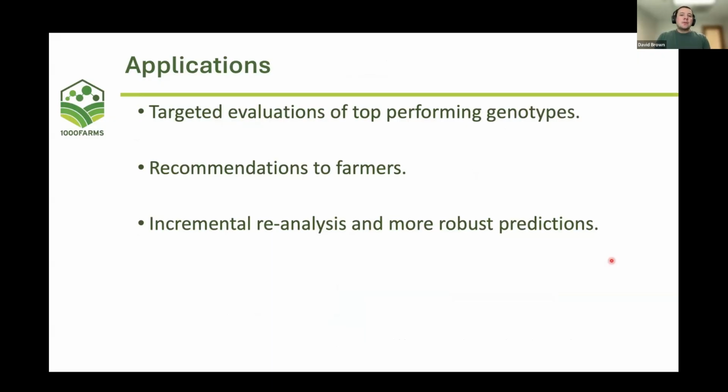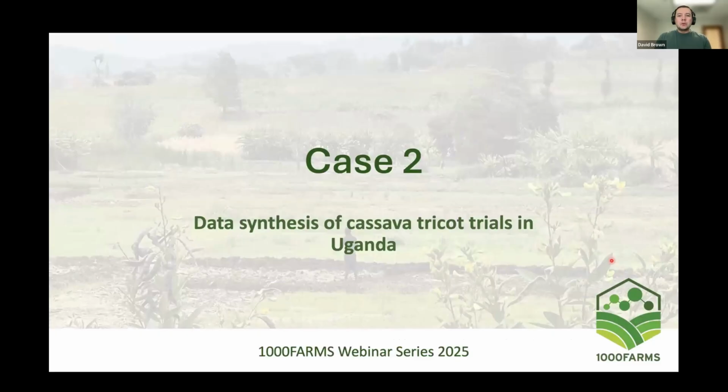And this kind of data synthesis also allows us to incrementally reanalyze the data and have, as I said at the beginning, a larger sample size and the most robust predictions. So now I would like to move to the second case, which is the data synthesis of cassava tricot trials in Uganda.